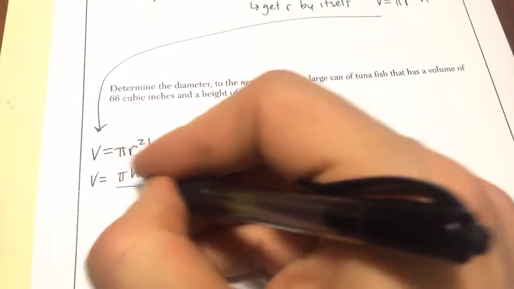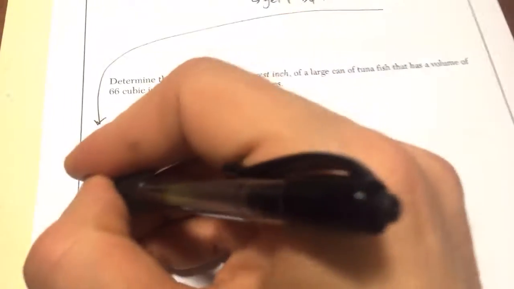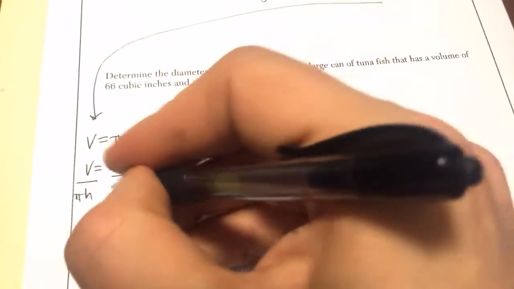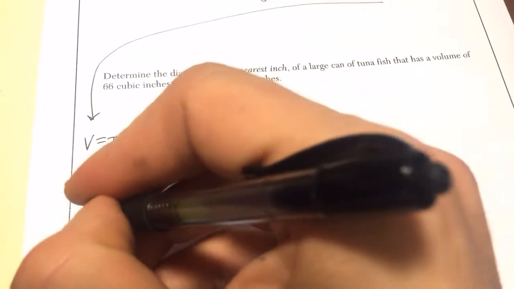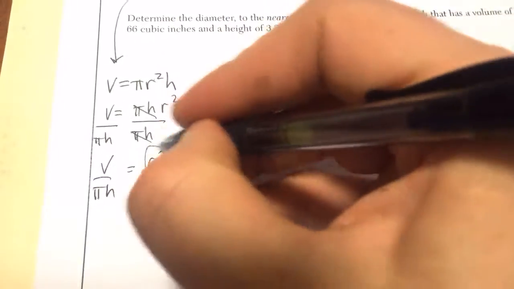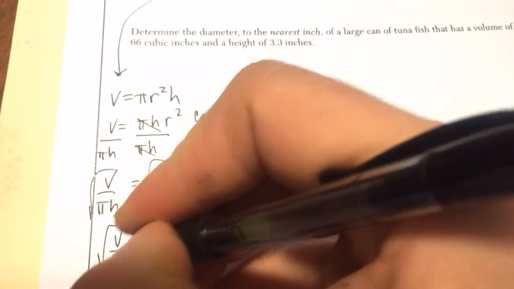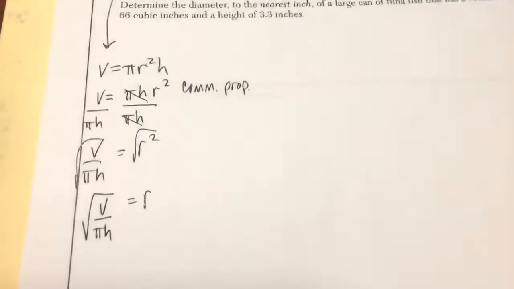Okay, so what I'm going to do is divide both sides by pi h. Now what I'm going to do is take the square root. So the radius is the square root of the volume over pi h.